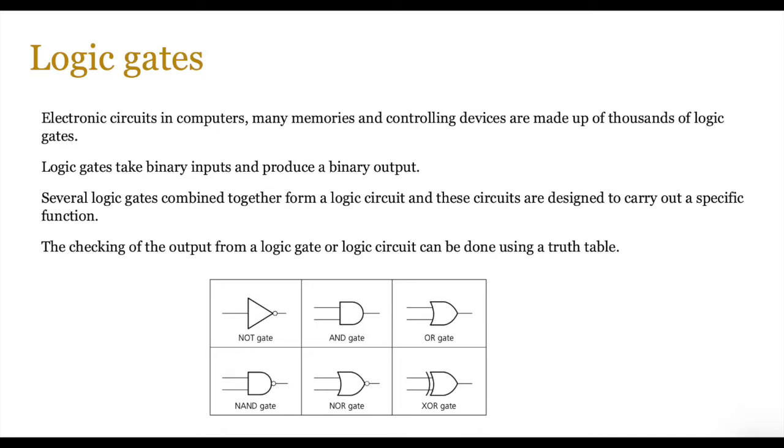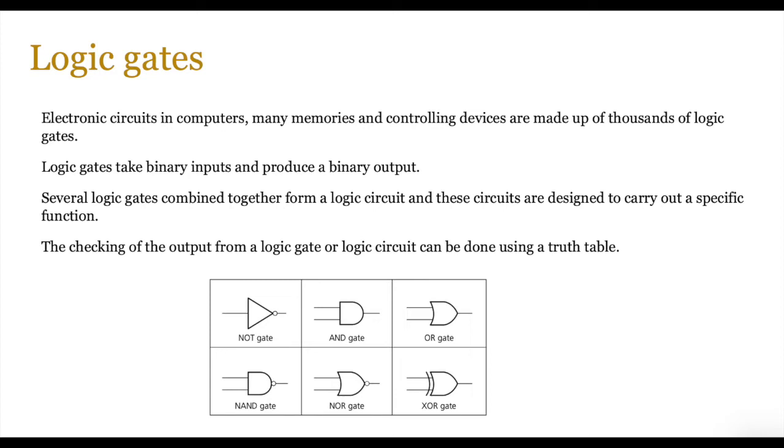Logic gates are electronic circuits in computers. Often you will find them in memories, often things like SSDs and controlling devices, and they're made out of thousands if not millions of these logic gates. So logic gates basically take a binary input and then they produce a binary output. Several logic gates combined together can form a logic circuit, and these circuits are designed to carry out specific functions. To check the output from a logic gate or logic circuit, we normally use something called a truth table.